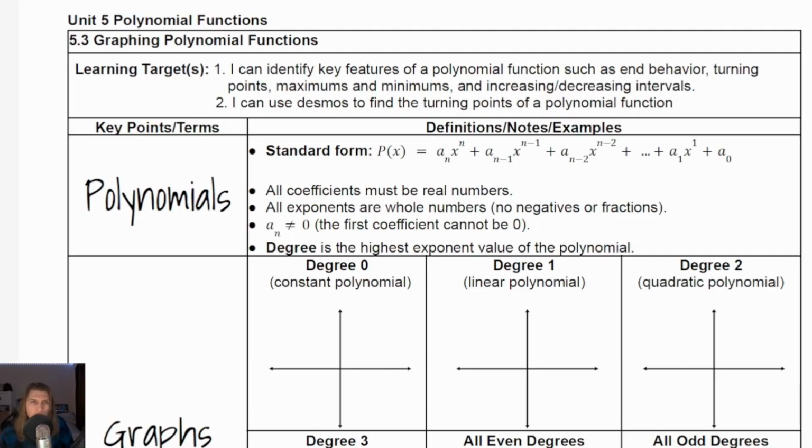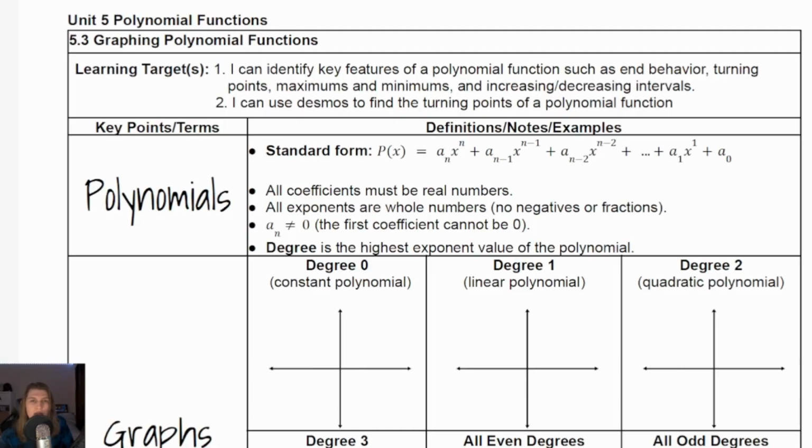So for today, our learning targets are, I want to make sure that you guys can identify the key features of a polynomial function, such as end behavior, turning points, maximum and minimums, and increasing and decreasing intervals. I also want to make sure you guys know how to use Desmos to find the turning points of a polynomial function.